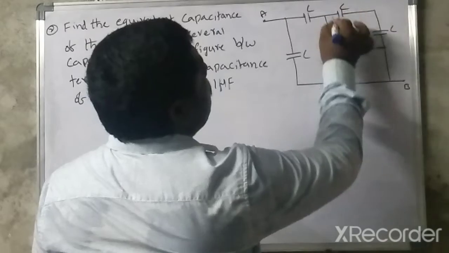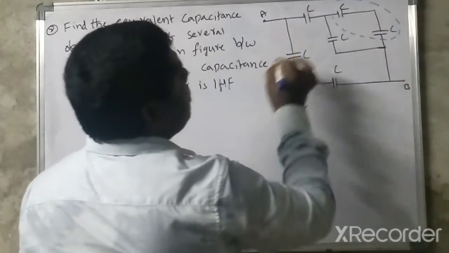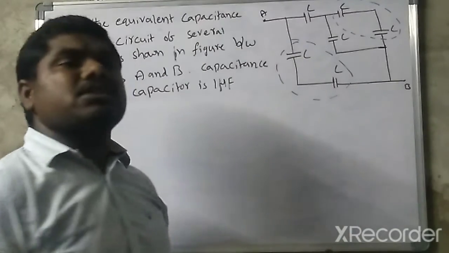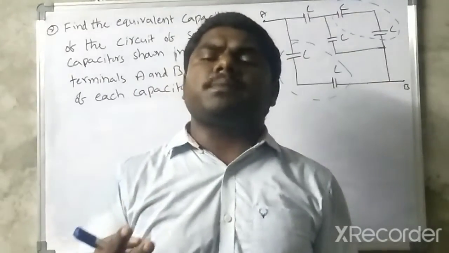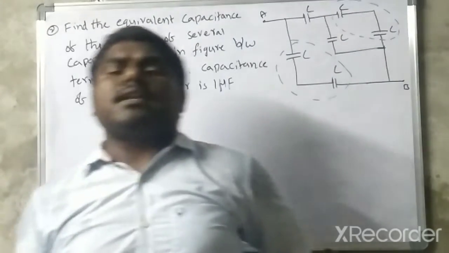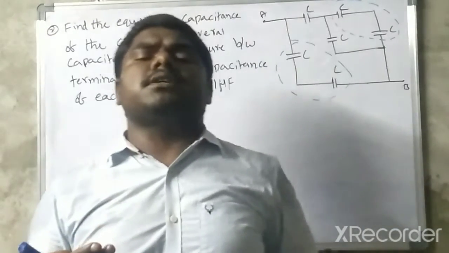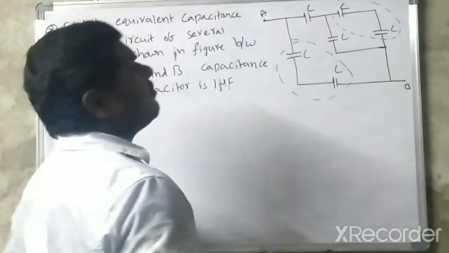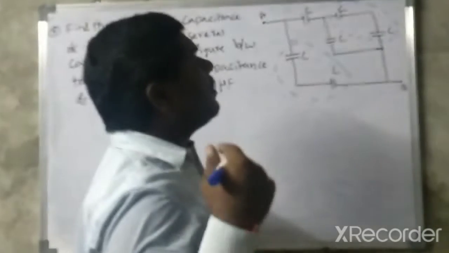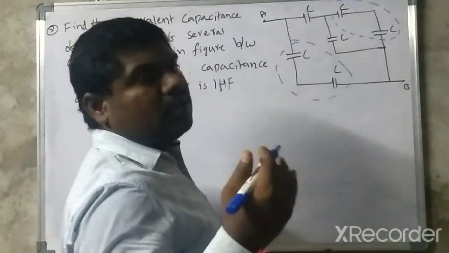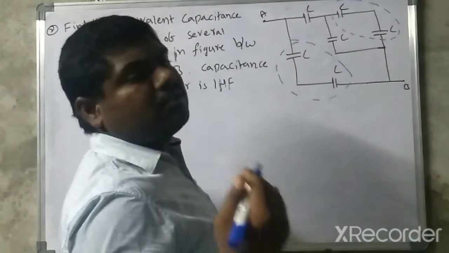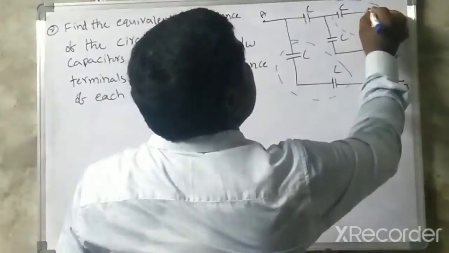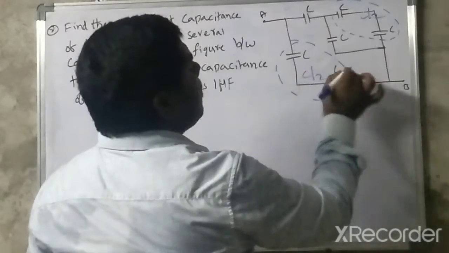These two are in series connection, and these two are also in series connection. When connecting two capacitors in series, the equivalent capacitance is C1 C2 by C1 plus C2. Here C1 is C and C2 is also C, so C into C by C plus C is C squared by 2C. One C gets cancelled, giving C by 2. This resultant is C by 2, and this resultant is also C by 2.